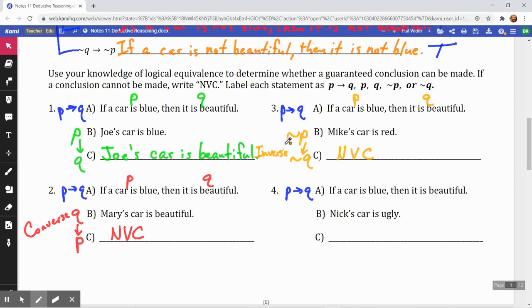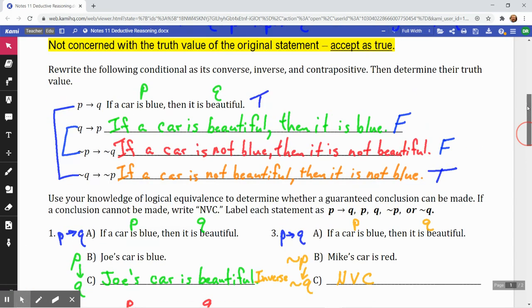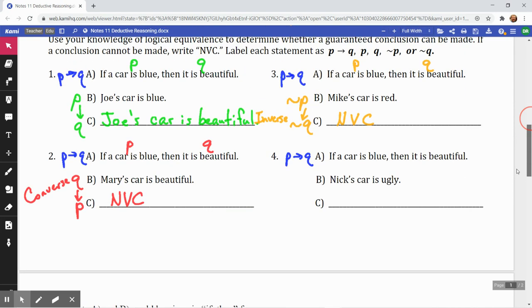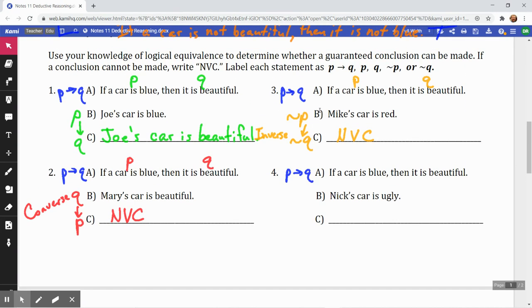And according to our logical equivalence, there is no guaranteed truth between the inverse and the conditional. Maybe they end up matching, but they are not logically equivalent. Okay? So that is tying in again why we won't make a claim here. There's no connection between the inverse and conditional as far as logical equivalence. So while we might be able to speculate a claim about Mike's car, it's not going to be a guaranteed claim that we can make. And that's what we want. We want the guarantees only.